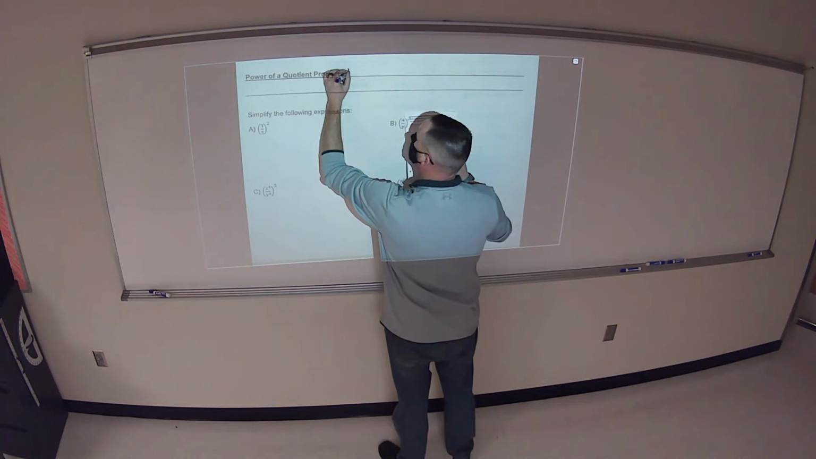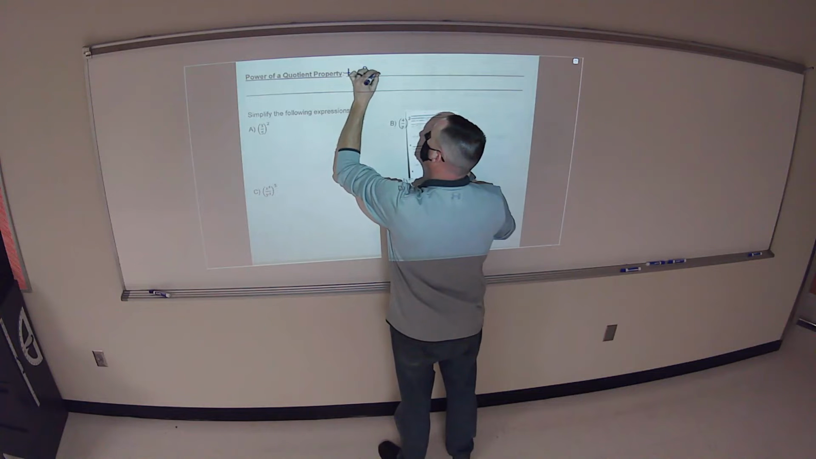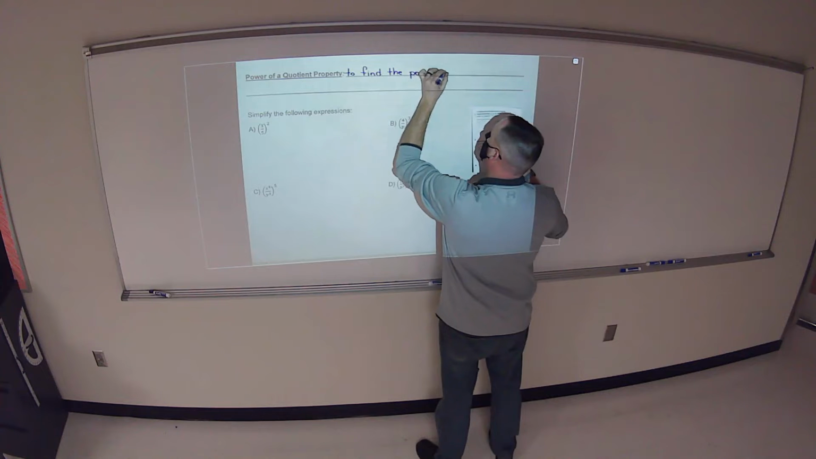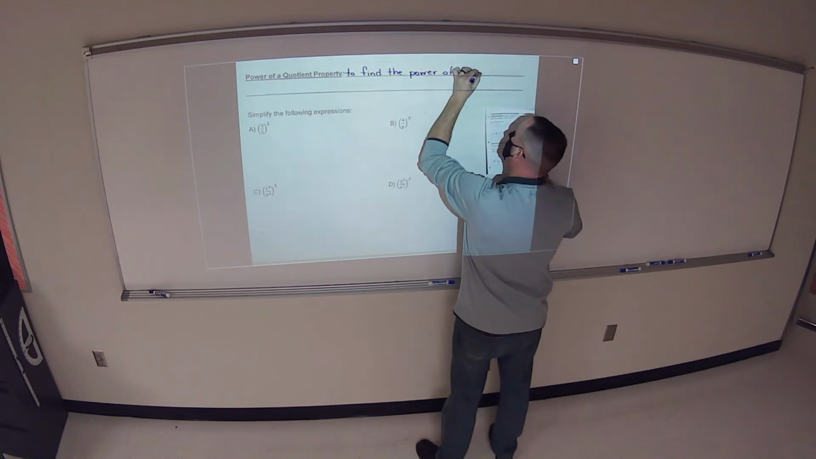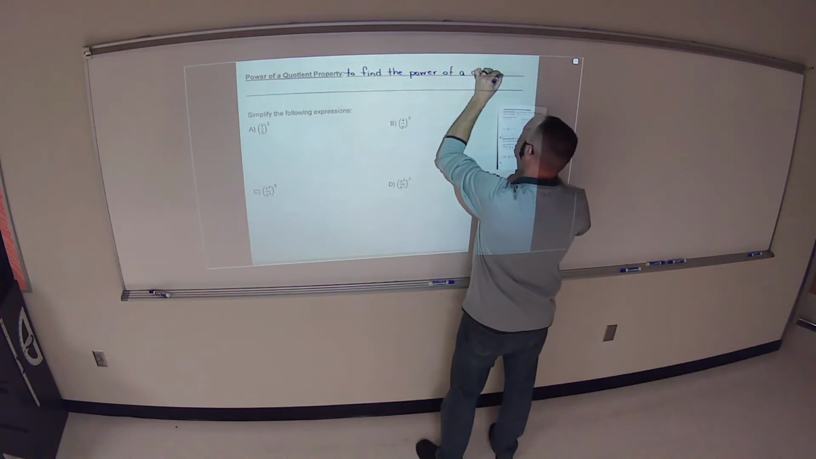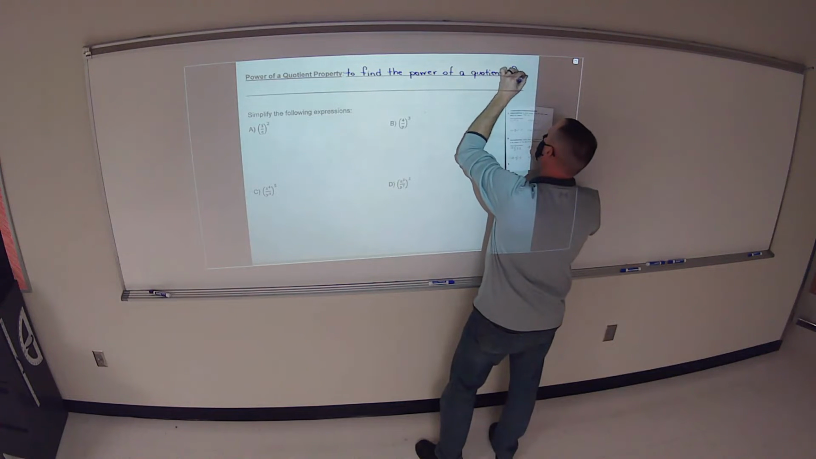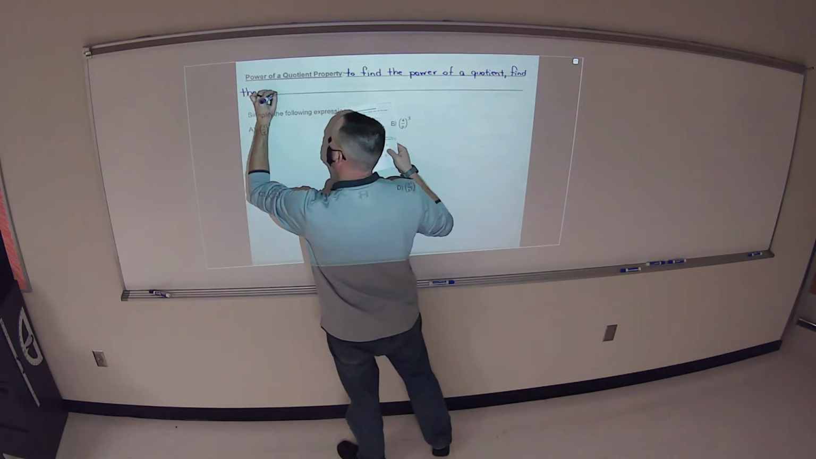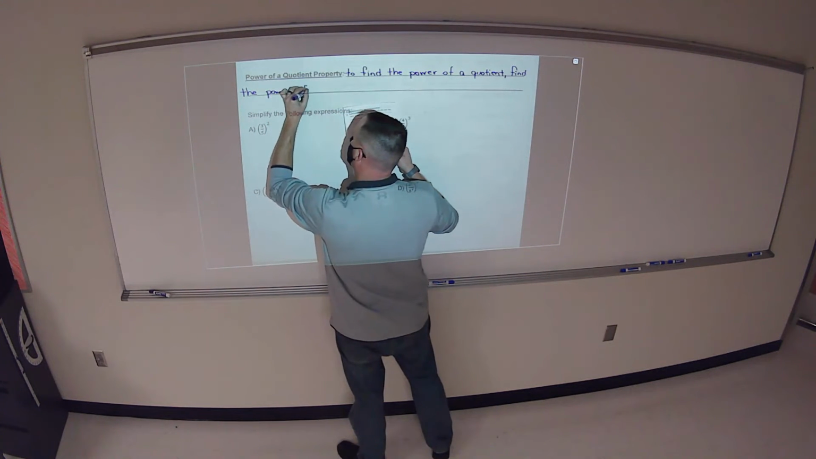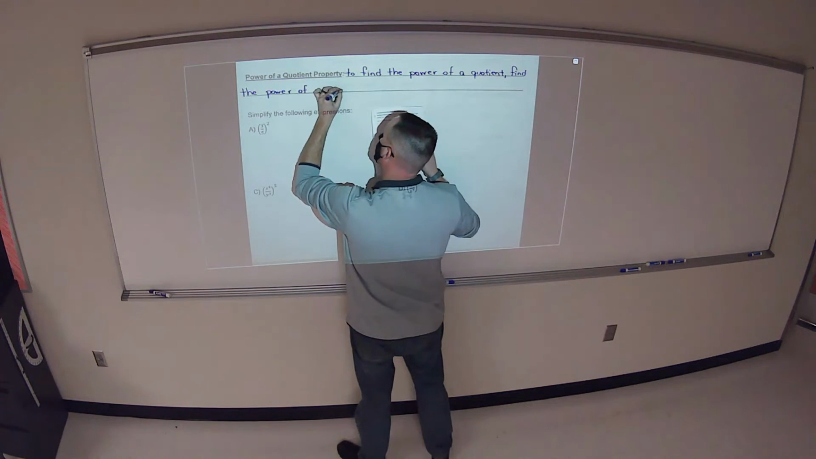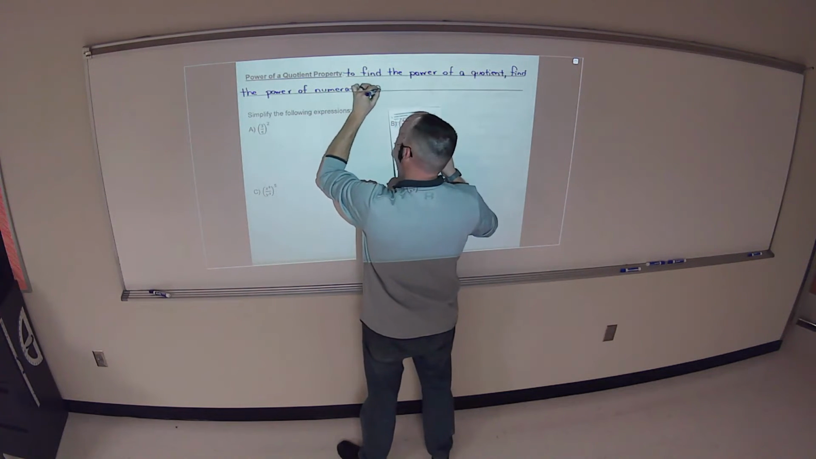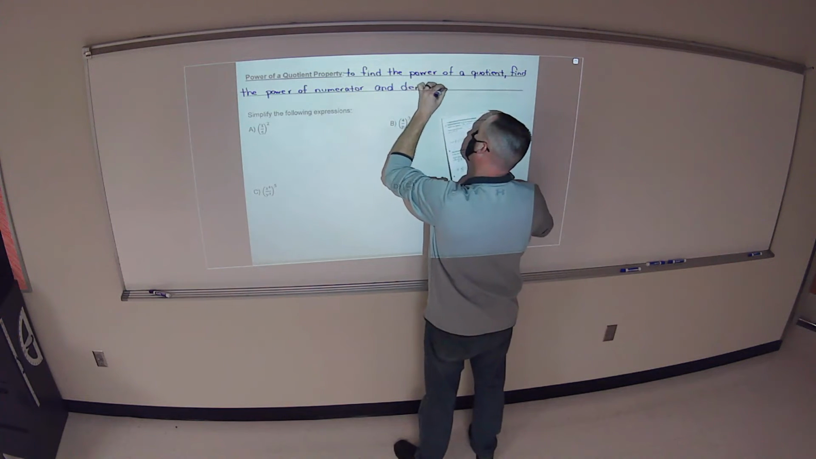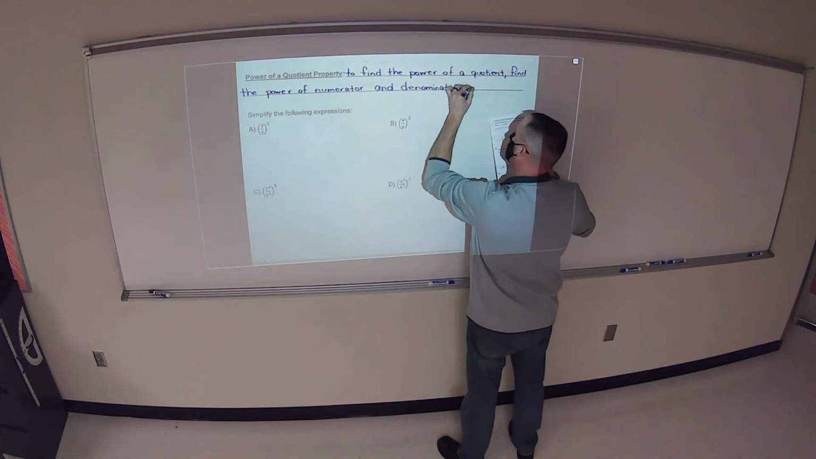So, to find the power of a quotient, find the power of the numerator and denominator and then divide.